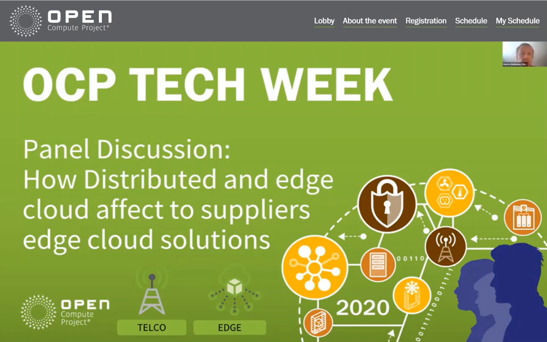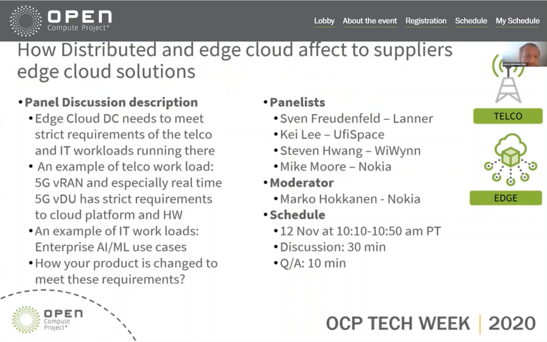This is the panel discussion on how distributed and edge cloud affect the suppliers' edge cloud solutions and products. Over here, we are going to discuss how the edge cloud data center needs to meet strict requirements, both from the telco world and IT workloads. A good example of pretty hard requirements in the telco world is the 5G virtual radio access network, especially the baseband real-time part, the virtual distributed unit, because it has specific requirements for the hardware from the layer one software acceleration point of view.